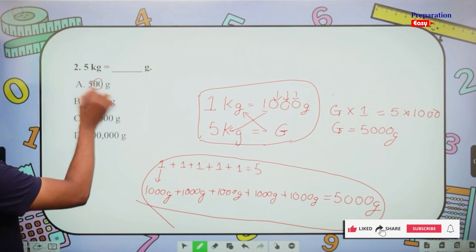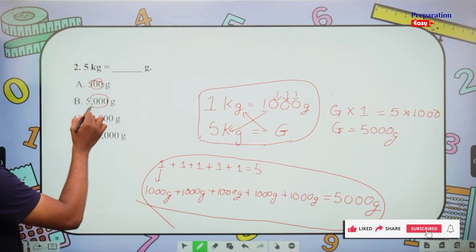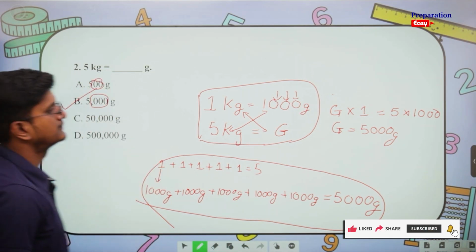500 gram, no, there are 2 zeros. No, we want 3 zeros. Yes, there are 3 zeros. So this is the option.